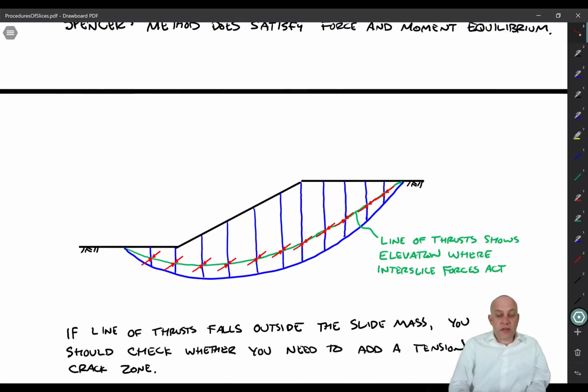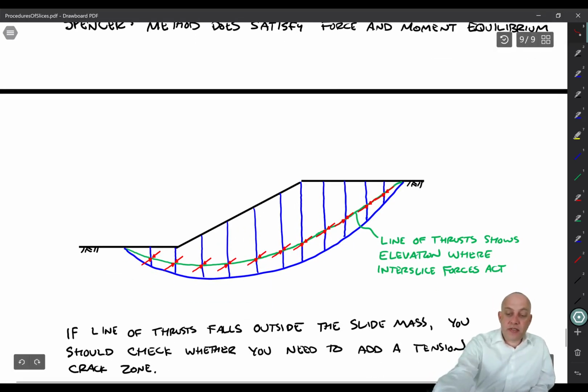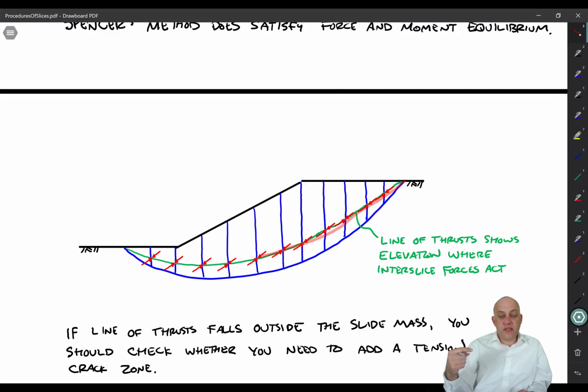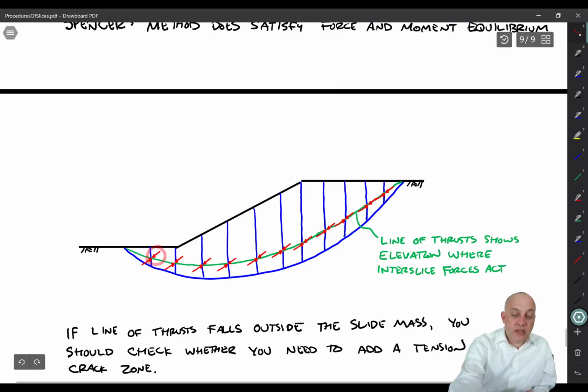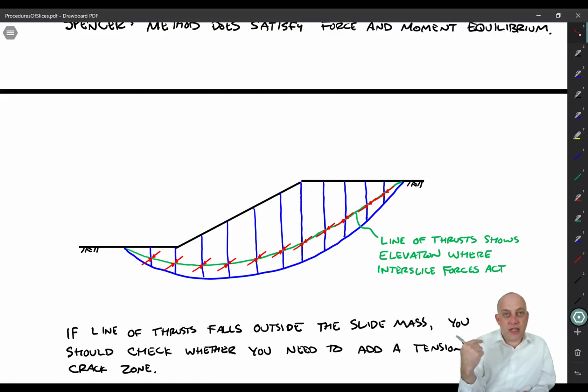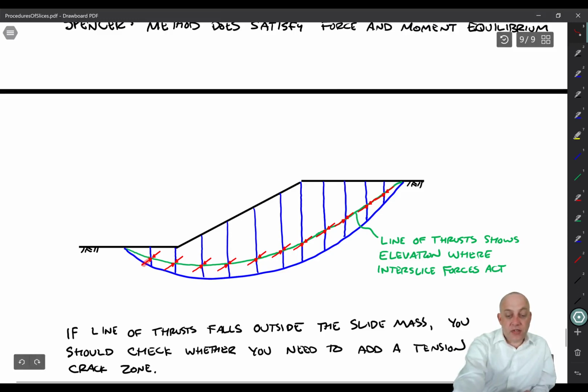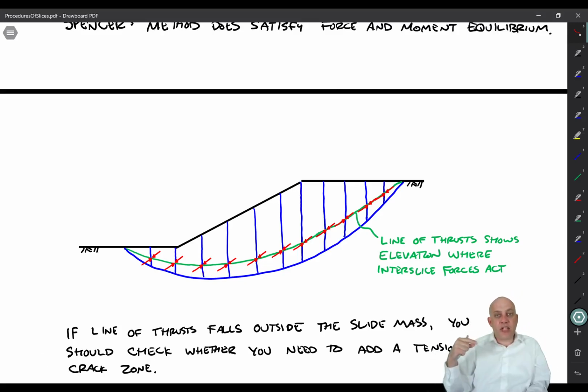One of the outputs that you'll get from Spencer's method is called the line of thrust. And that's basically this green line right here, showing the height of the line of action of all of those Z forces, right? So the red arrows, this red arrow right there would be Z1. It's acting right to left on slice 1. And then, of course, this is also Z1 acting on slice 2, and here's Z2 acting on slice 2. And you go through all of those, and there's some line of action of those Z's. Now, that's different than the line of action of the resultant of those forces, right?